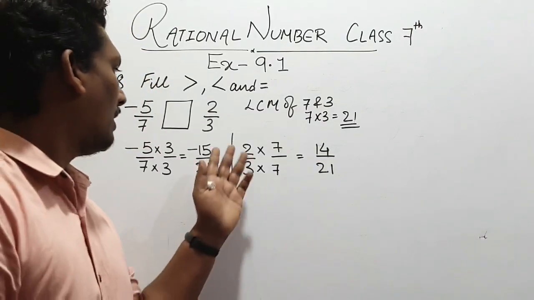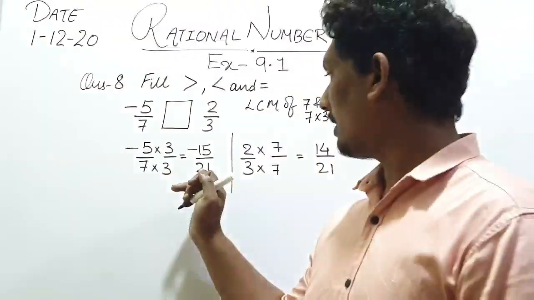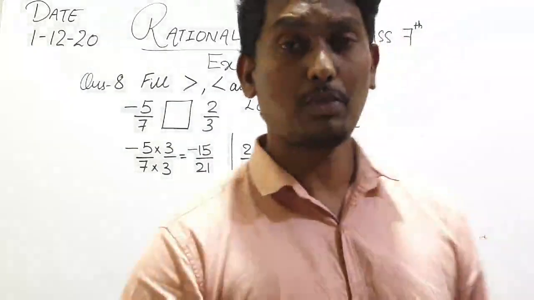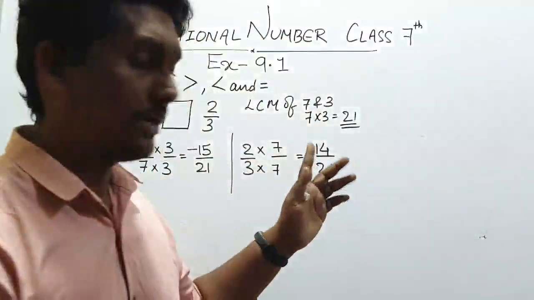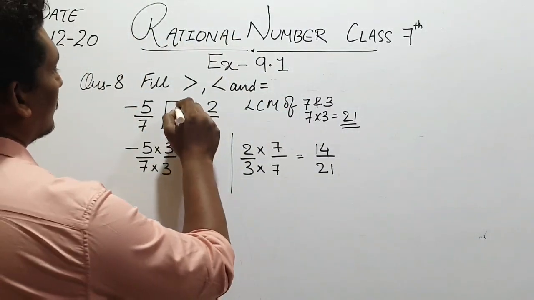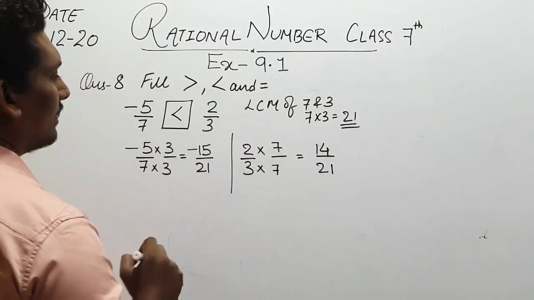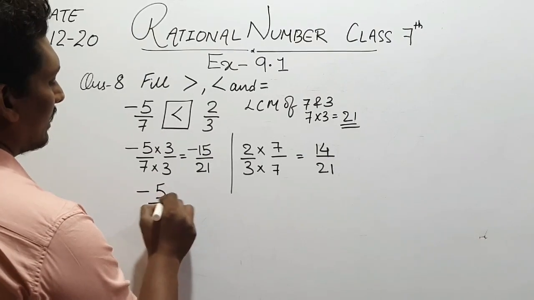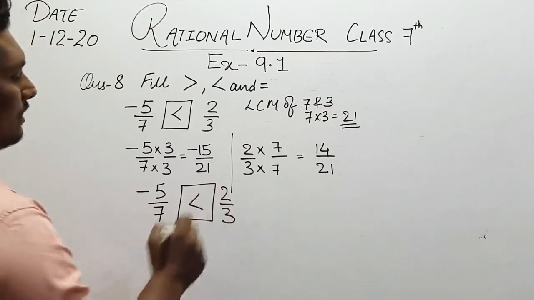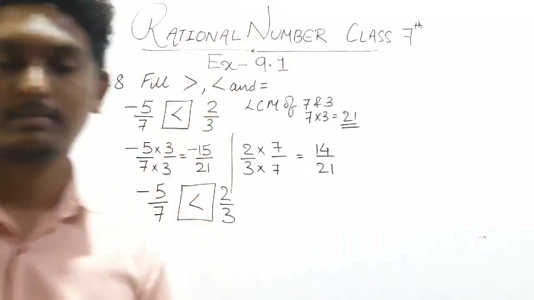So if you see, now our denominators are the same, okay? We are having 21 and 21 here also, but the problem is, one is minus 15 and another is 14, right? One is a negative and another one is a positive number. So which one is greater? A positive number, okay? So 2 by 3 is greater. You can write it like this also: 2 by 3 is greater than minus 5 by 7. Okay, hope it is clear to you. Just go through it.